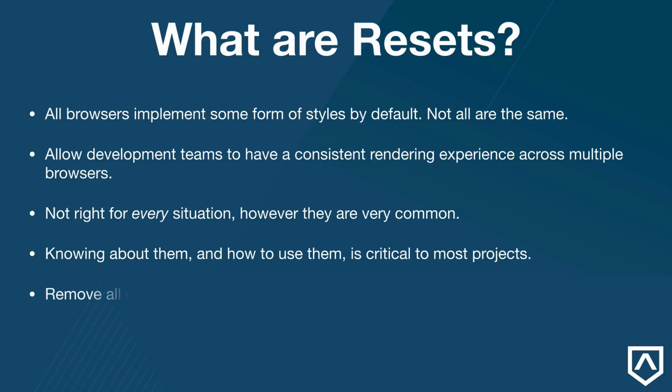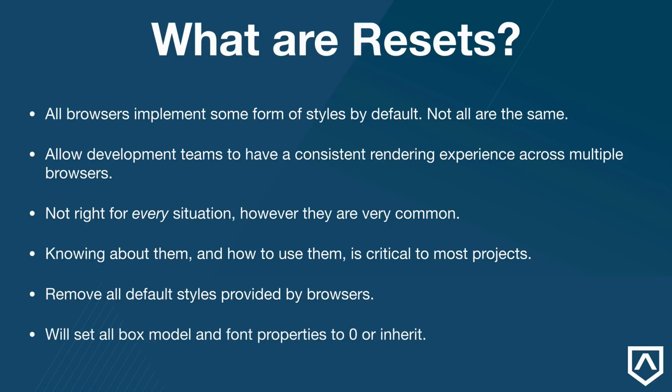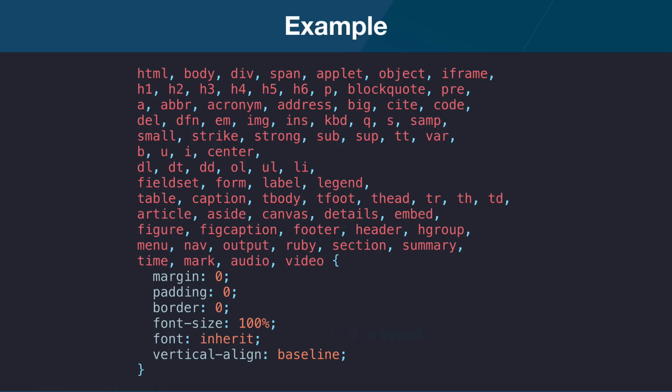So what they do is they remove all default styles provided by browsers. And it's going to set all box model and font properties to 0 or inherit. So what's a very common example of a CSS reset? Well, taking pretty much every single HTML5 element that's ever been written, giving them 0 margins, 0 padding, 0 border, font size of 100%, font inherit, and of course vertical align baseline.